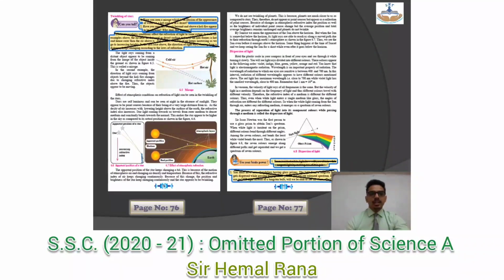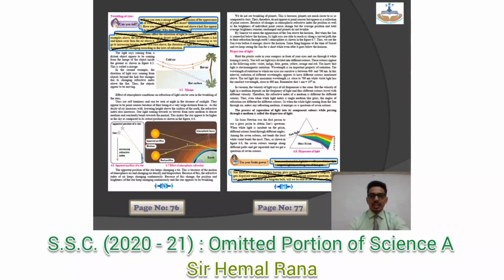Then come to page 76. Twinkling of stars, can you tell that part? Those two questions have been removed, and later the preceding paragraph has been removed. Only the first paragraph over here has been removed. Then on page 77, use your brain power.